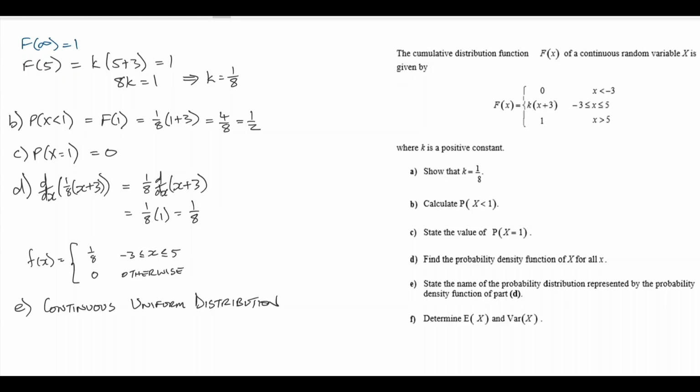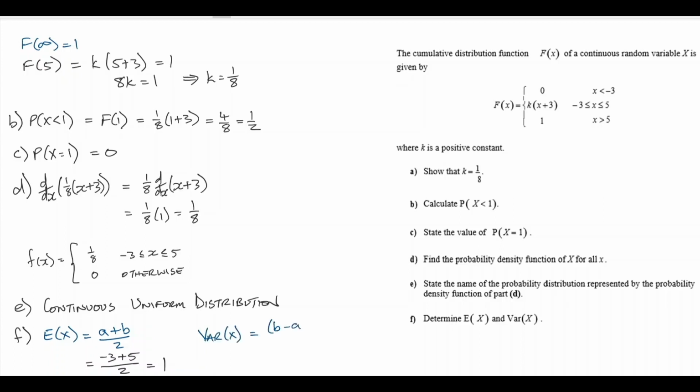Part F asks us to determine the expectation of x and the variance of x. If a student hadn't got part E correct, they would probably go about this the long way round. But since we know it's continuous uniform, we can make use of these two standard results. The expectation of x, a plus b divided by 2. -3 plus 5 divided by 2, the middle of those two numbers, is 1.